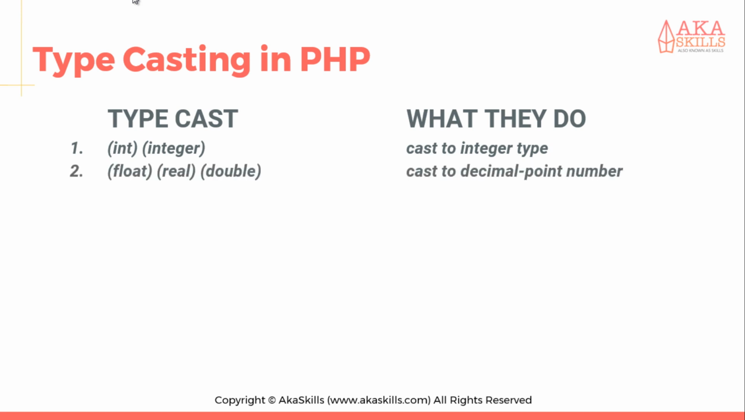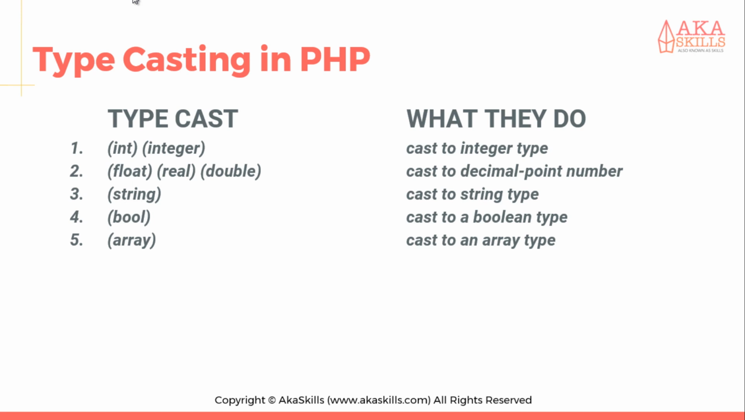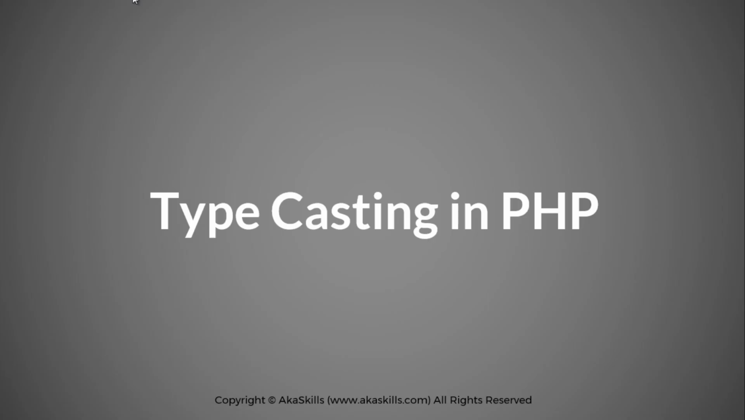The second one casts to decimal point. This third one casts to a string. This one casts to a boolean type. This to an array. And then finally, this casts to an object. So that is that about typecasting in PHP.